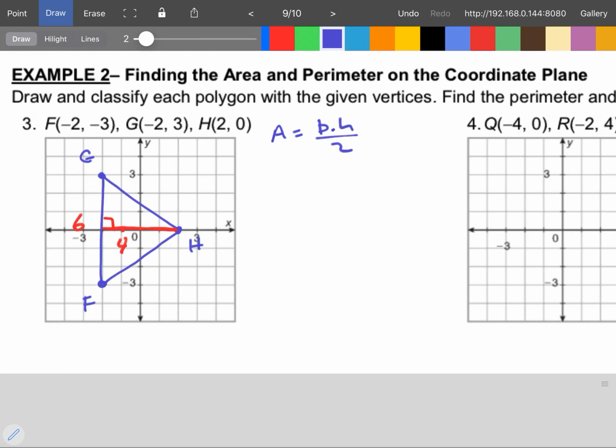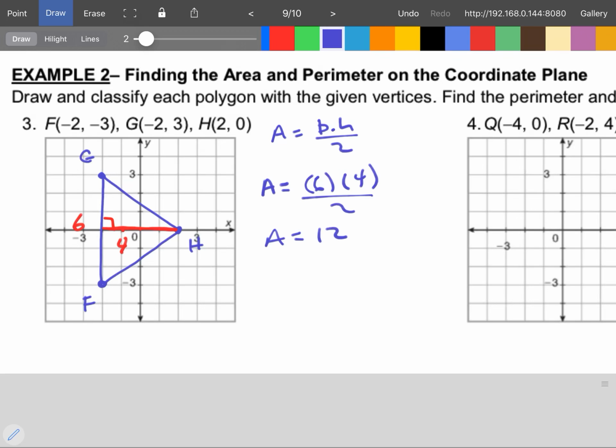And then we just plug that in the formula. So then our area is our base, which is 6, times our height, which is 4, and then divided by 2. So then our area is just 6 times 4 is 24. 24 divided by 2 is 12. So our area is 12 square units.